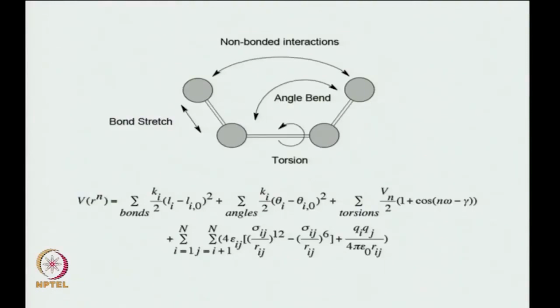You see, the first one, what is it? The first one is, so this is V of r, right. The first one is essentially a stretching, right, half kx squared, right. Now, this is bond stretching we are talking about.